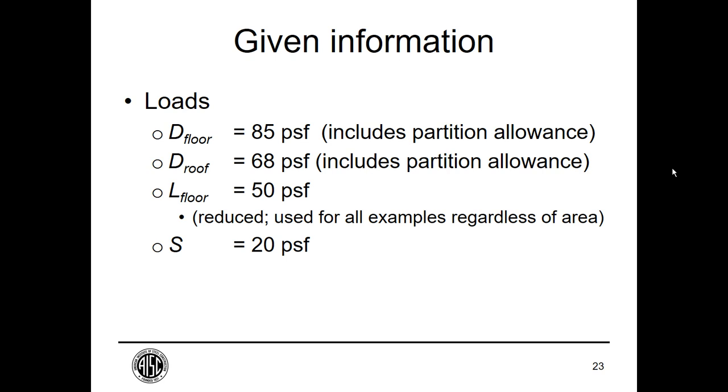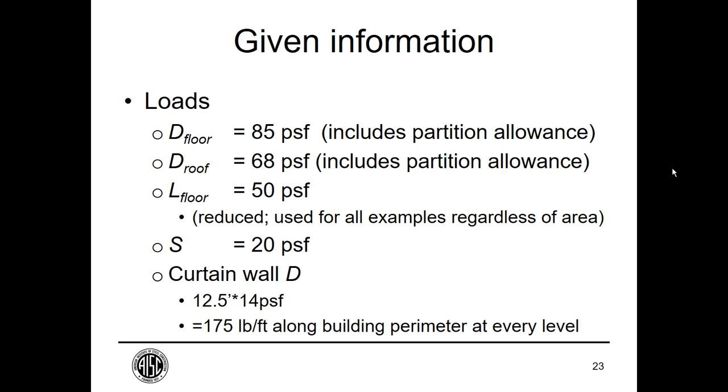There's a snow load of 20 pounds per square foot, and then a curtain wall dead load that is 14 pounds per square foot times the story height. So that works out to be about 175 pounds per foot along the perimeter of the building at every level. So at this point, it's beneficial to determine our seismic accelerations. We have enough information to do that.